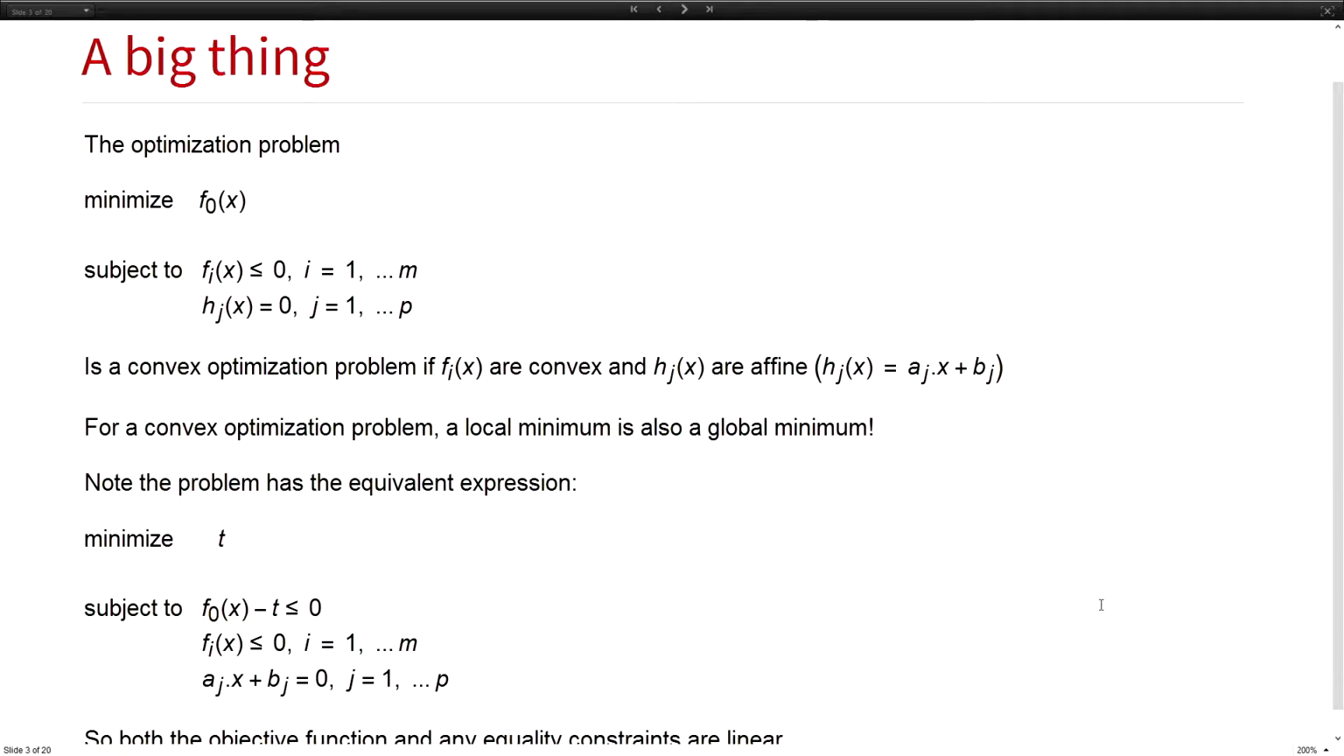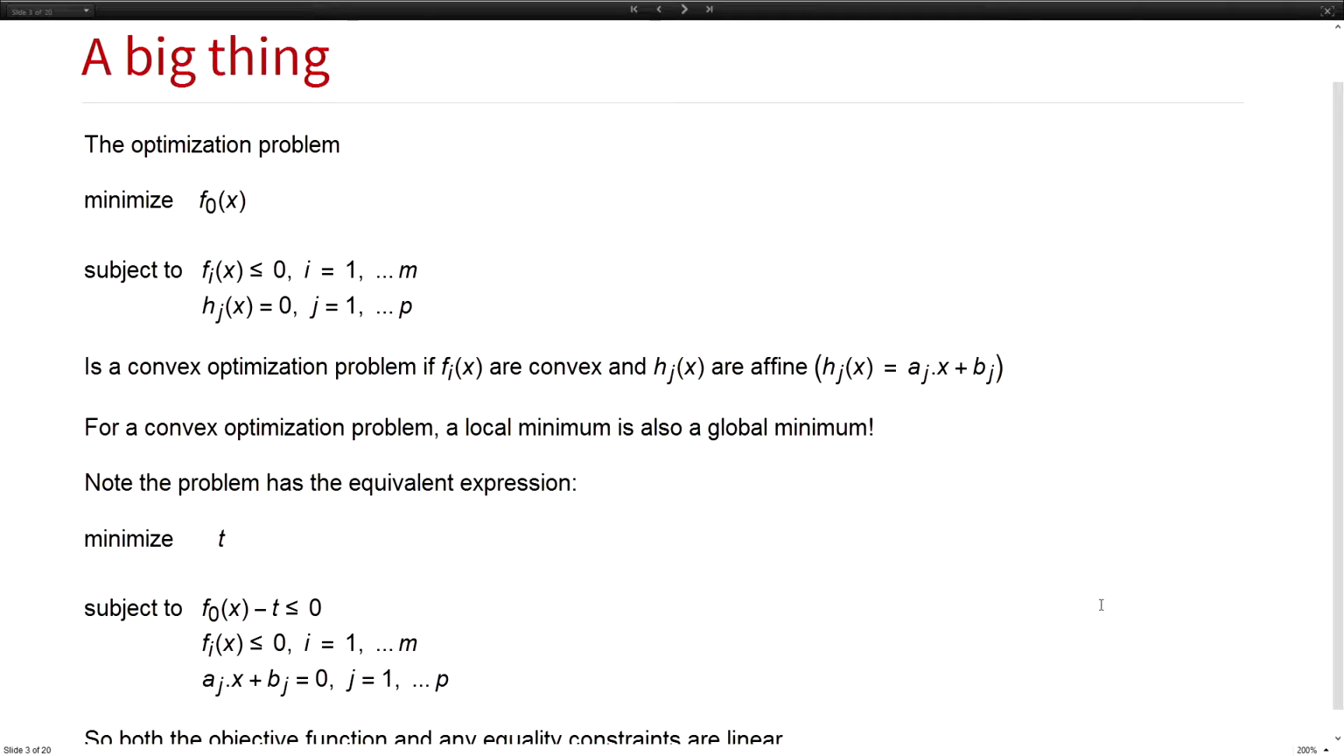And the big thing is this: for a convex optimization problem, a local minimum is also a global minimum. That's one of the huge things. So you don't have to search around. There are no extra bumps. It's got to be a global minimum. So any convex minimization method is actually a global minimization method. And that's one of the reasons these problems can be considered as solved in some sense.